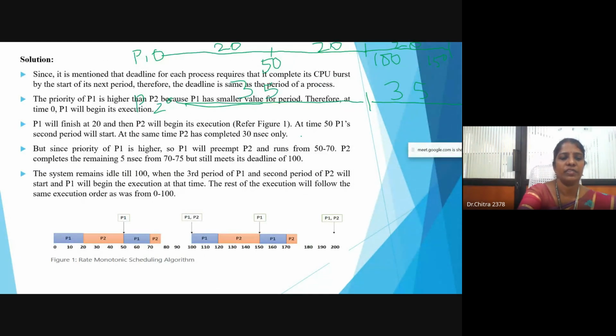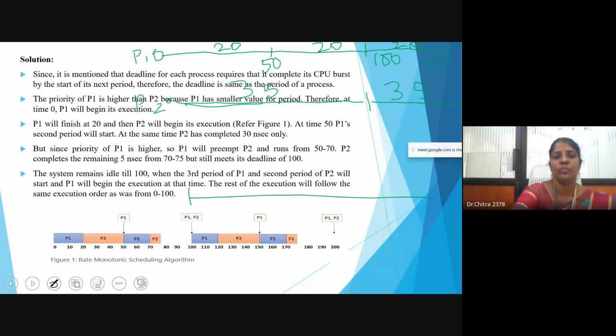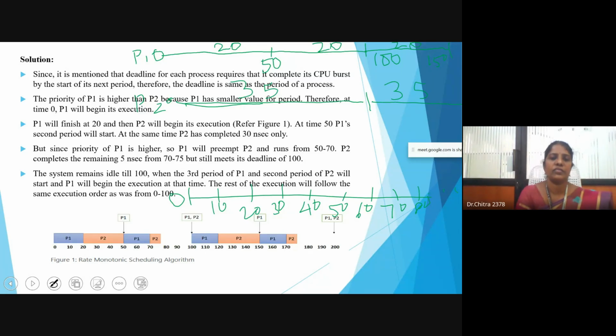Here I'm going to draw this. First, we'll begin from 0. We know that the higher priority is for P1. So here I can allocate the scale as 10, 20, 30, 40, 50, 60, 70, 80, and so on. First P1 enters. For the first 20 clock cycles, P1 should be executed because P1 has the higher priority. P2 should not enter. So for the first 20, from 10 and 20, P1 is executed. Here P1 is executed.